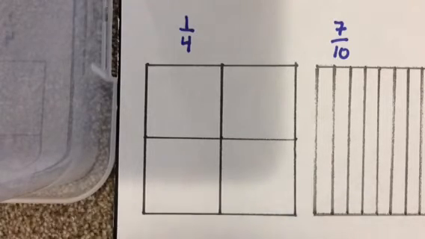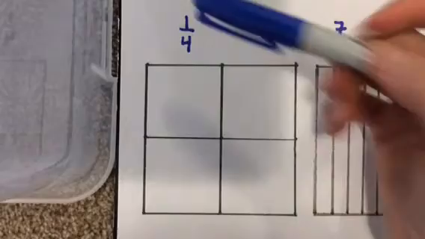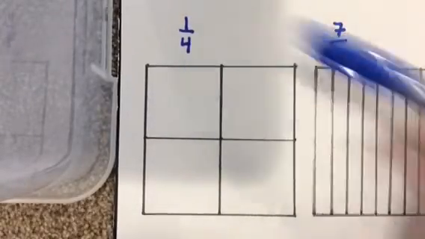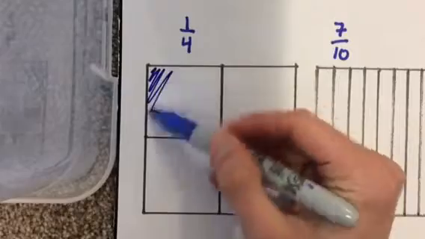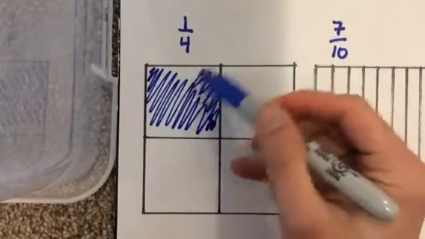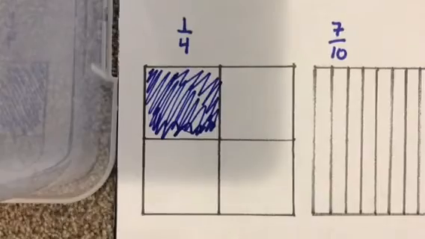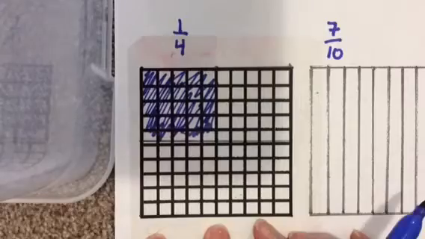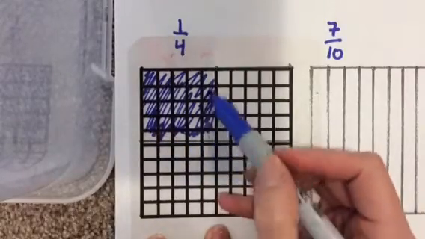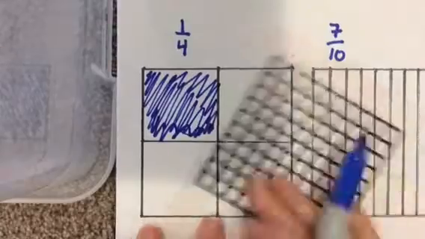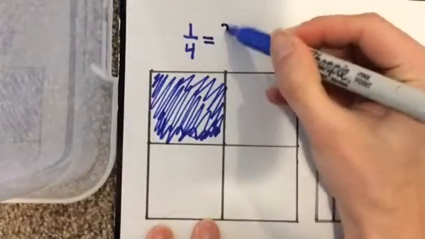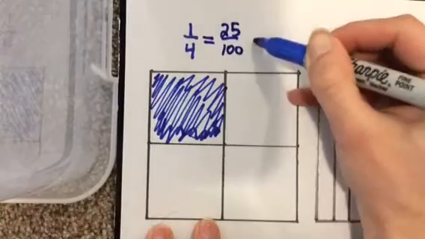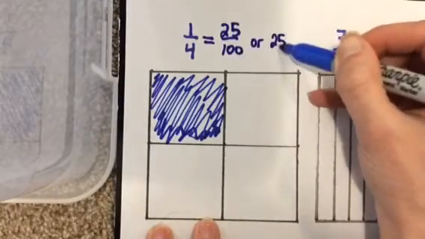The word percent literally means per 100, or out of 100. So if we think of a fraction, such as 1/4, we know that means 1 out of 4. If I were to color in 1 out of 4, I have to figure out how many that is out of 100. If I take 100 squares and place it over top of it, I can easily see that that is 5 by 5, 25 out of 100. So this is the same as 25 out of 100, or 25%.